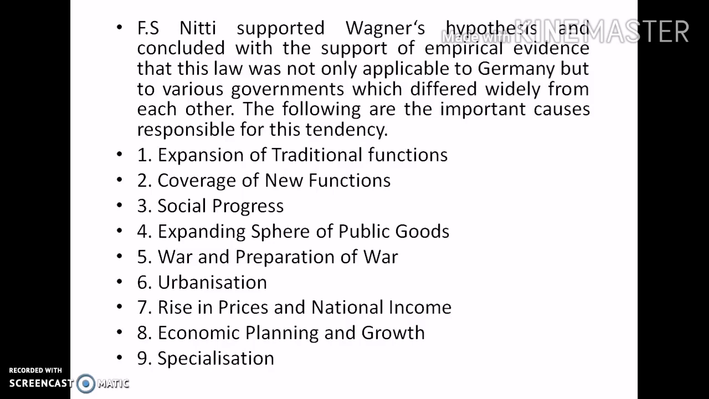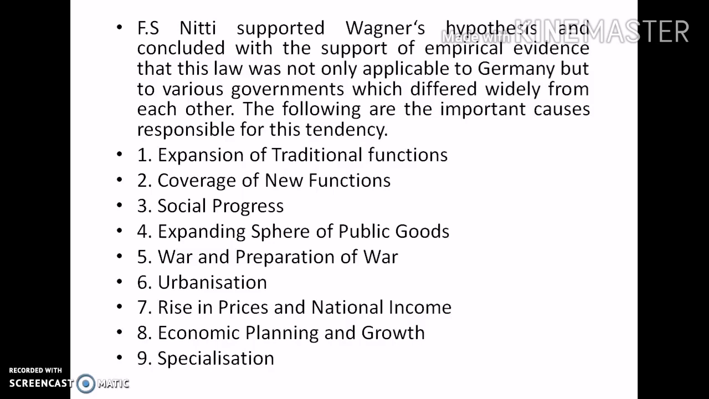Along with this, new welfare programs were designed to provide social security to the people. This required increasing government expenditure on education, public health, low-cost housing, subsidized provision of food, agriculture inputs, old age pension, sickness benefit, etc. All expanded the coverage of governmental activities. The next important cause is social progress: as the society progresses, the need for public expenditure also increases.